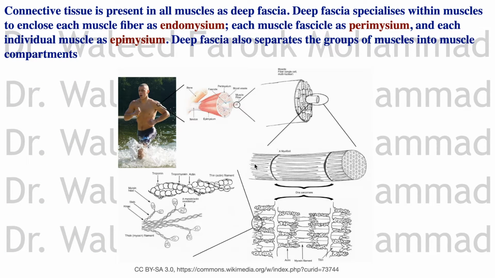Now, we said that connective tissue is present in all muscles. It's arranged into three layers: the epimysium that surrounds the whole muscle, the perimysium that surrounds the fascicles, and the endomysium that surrounds each muscle fiber. So epimysium, perimysium in between, and endomysium that surrounds the muscle fibers.